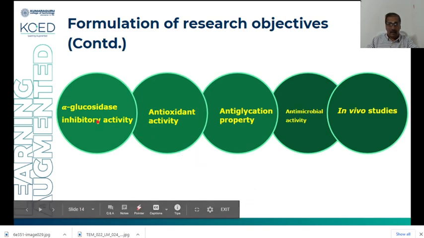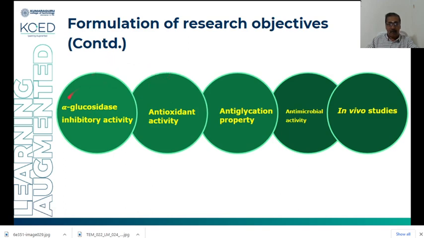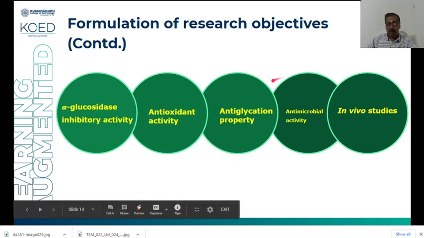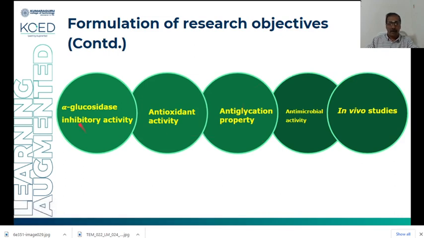So the research objectives should be very clear. First, you have to do the glucosidase inhibitory effect. This should be the first objective. Second objective, do antioxidant. Third, do anti-glycation, do antimicrobial, do in vivo studies. According to time duration, you can even cut at least these two, since I do not have enough time. Yes, you do the alpha glucosidase inhibitory effect. This is a very strong proof that your plant possesses good anti-diabetic activity, because the problem is anti-diabetic.